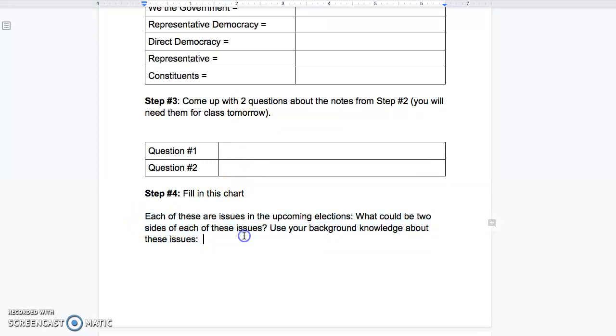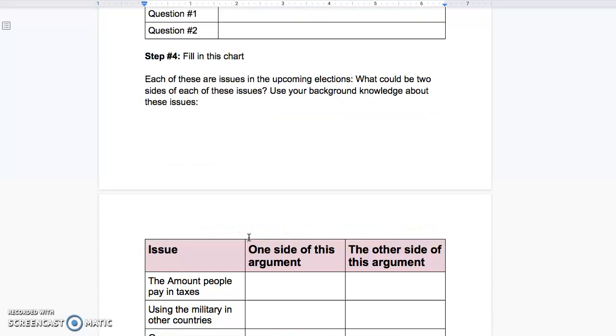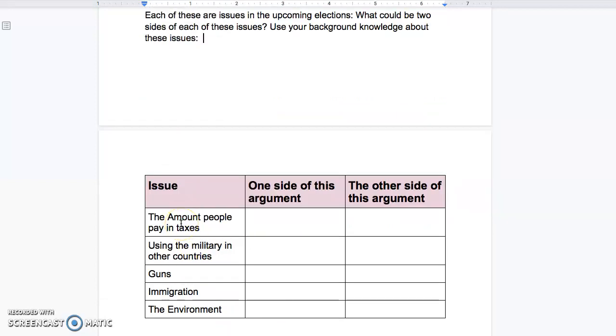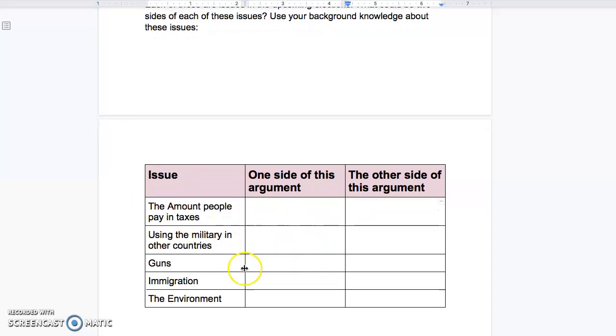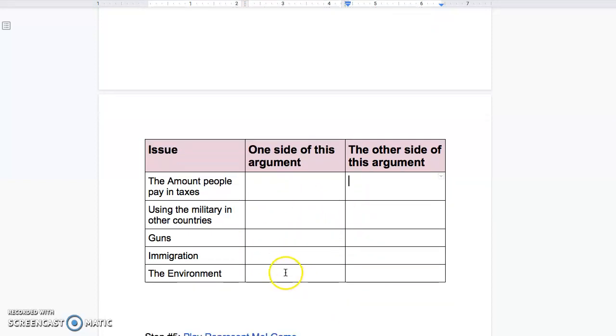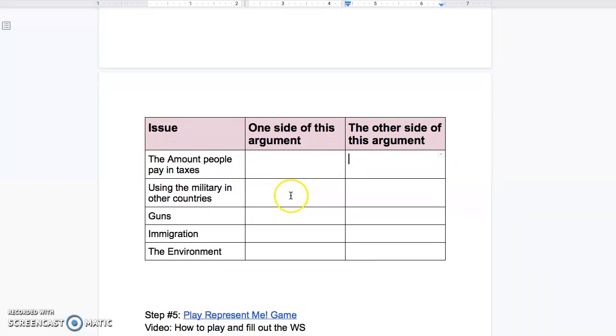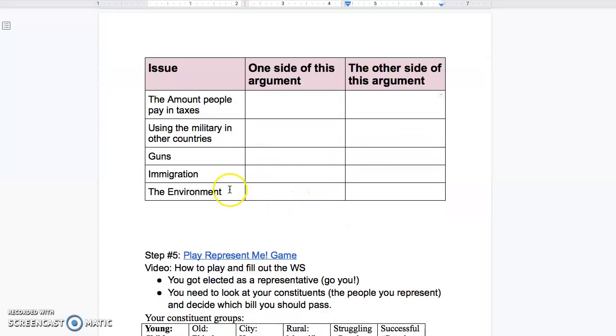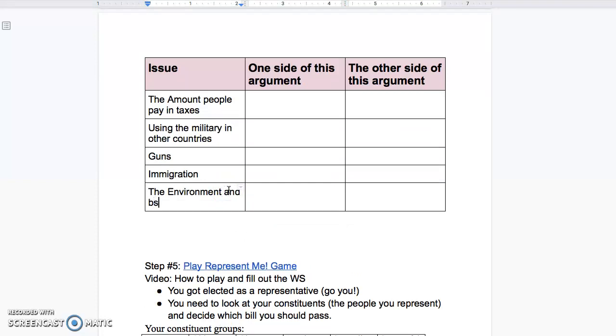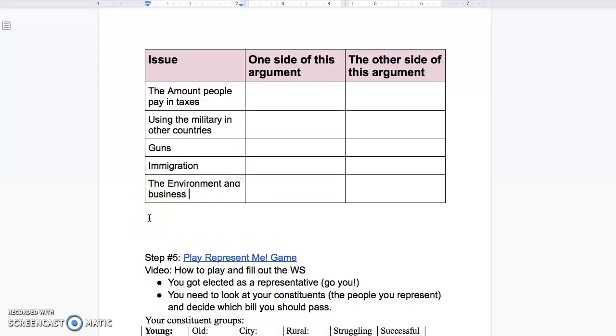Next thing you're going to do, we're going to be talking about issues in the next election and researching presidential candidates. So I want you to fill out this chart and think about what's one side of the argument or the other with each of these issues. Each of these issues can be controversial for certain people. So for the amount of people paying taxes, what would be one argument, what would be another? And just using your background knowledge, if you can't fill it all in, that's okay. But you should be able to fill in most of it, thinking about why these issues would be controversial and what would be on one side and what would be on another side. I'm going to say the environment and business, but you can just do the environment if you want.